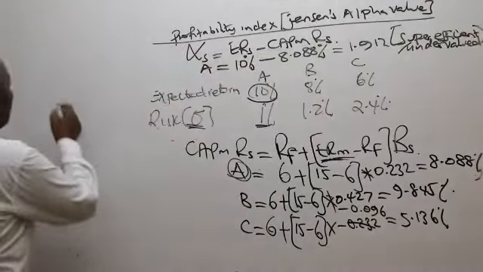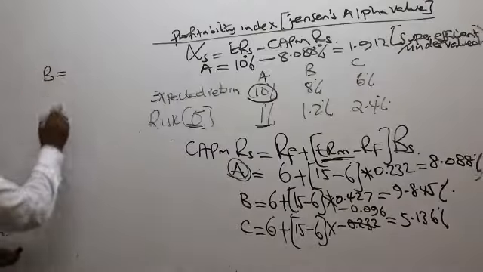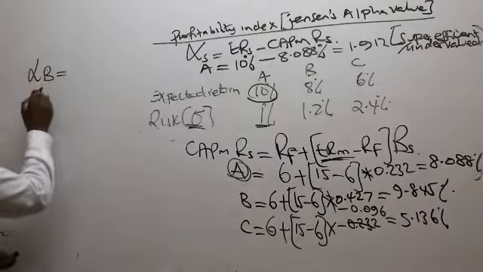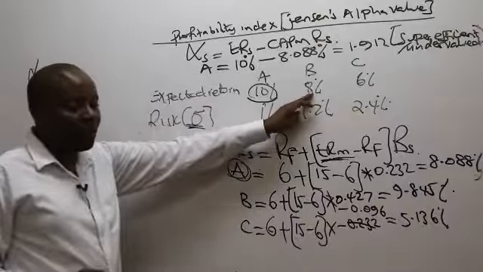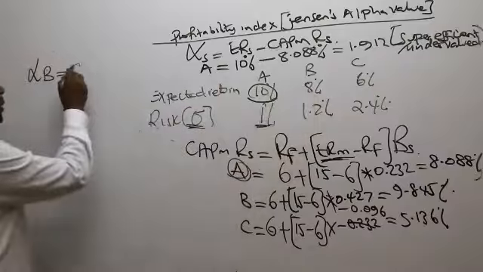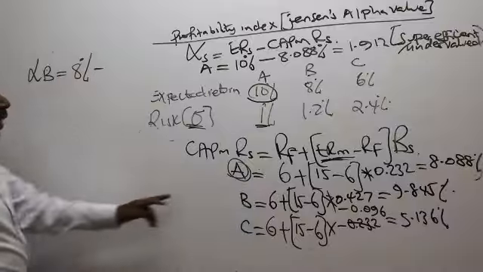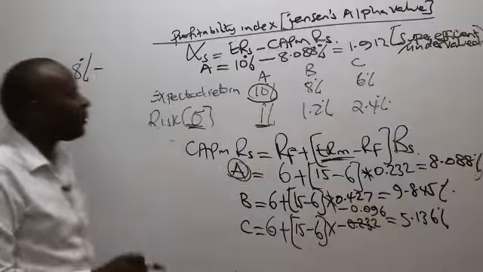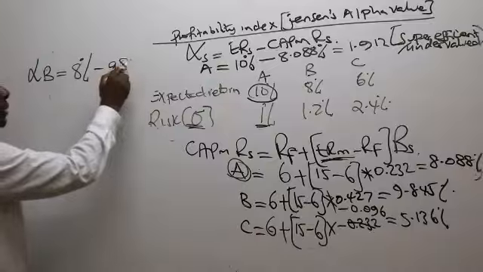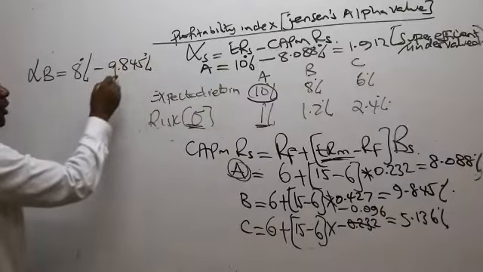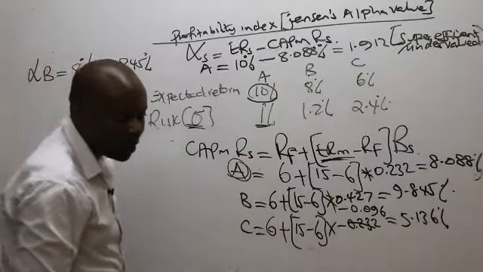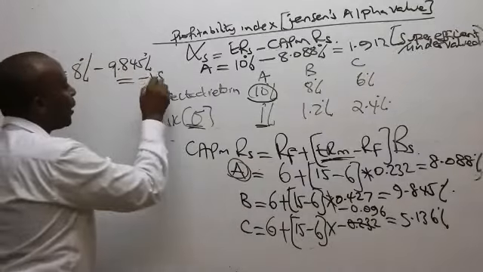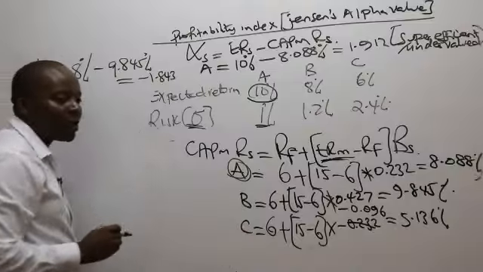How about B? For B, the alpha, ladies and gentlemen, I'll take the expected return of B, which is 8%, minus its CAPM return. The CAPM return happens to be 9.845%. So this will end up giving us what figure at the end of the day? I'm being told it's negative 1.843. It's a loss-making thing.